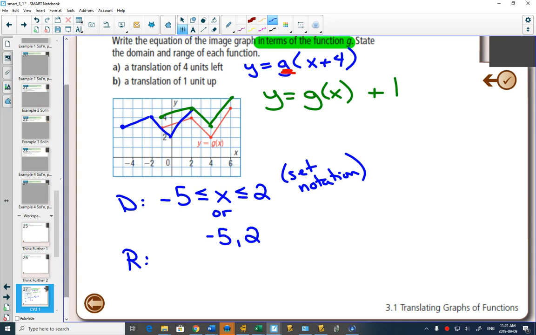where you write it as an interval with a starting point and an ending point. So we start at negative 5, we end at 2, and we use a square bracket because negative 5 is included, and a square bracket because 2 is included. We'll see in examples later on, if a value is not included, we use a round bracket. This is called interval notation.